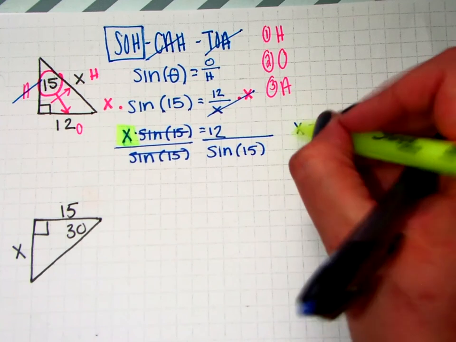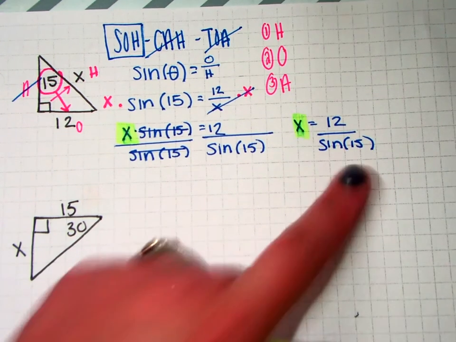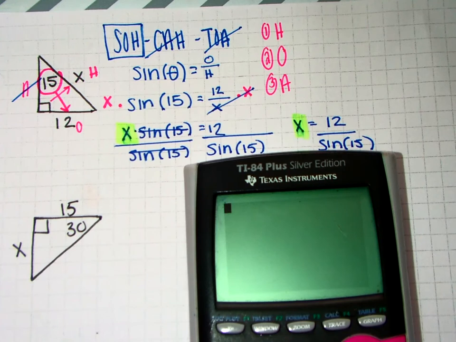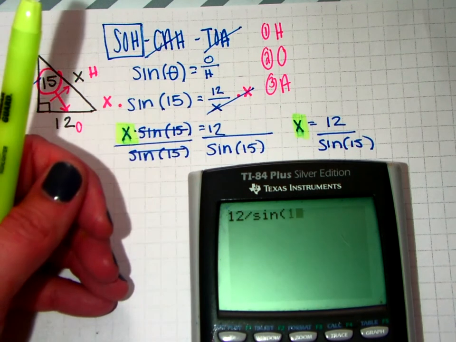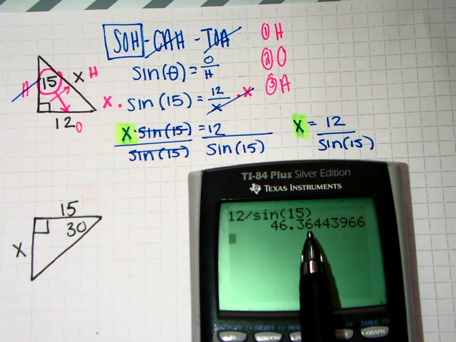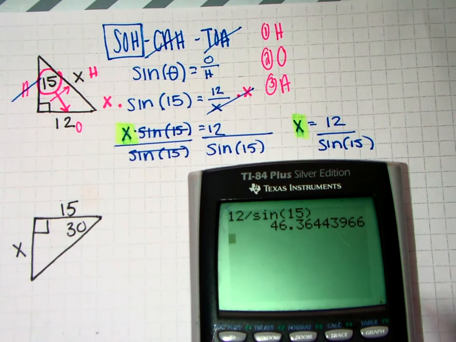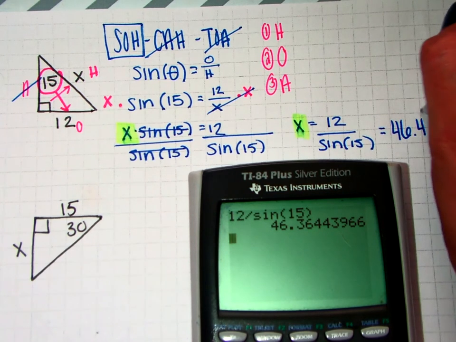Now that my x value is isolated, I can type this into my calculator exactly how I see it. So I'm going to press 12 divided by sine of 15 and close my parenthesis. And let's go ahead and round to the nearest tenth. So looking at this 6, that's going to bump the 3 to a 4. So my x value is 46.4.